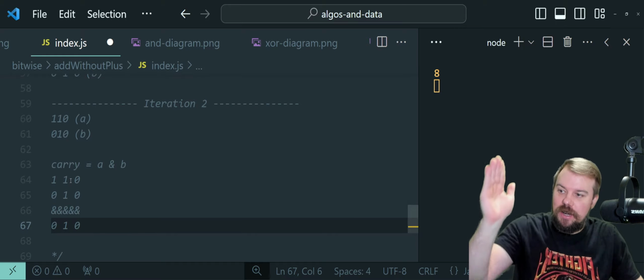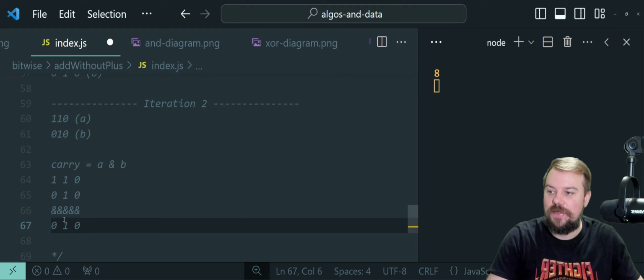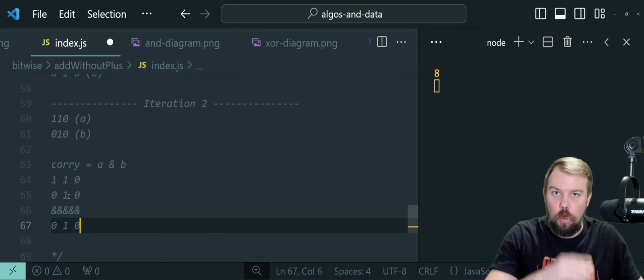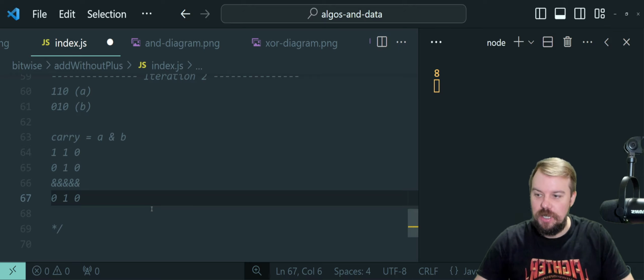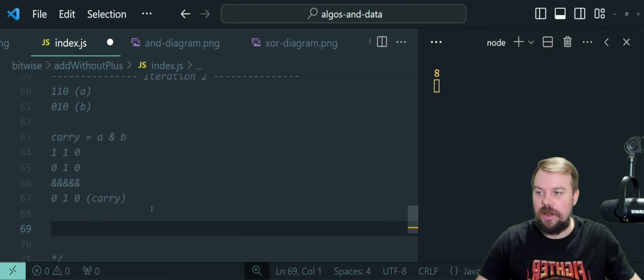And it makes sense that our carry right here is a 1, because these two added together would get us a 0 and then carry 1 to the next column, which our left shift should do for us. So that's our newly calculated carry.